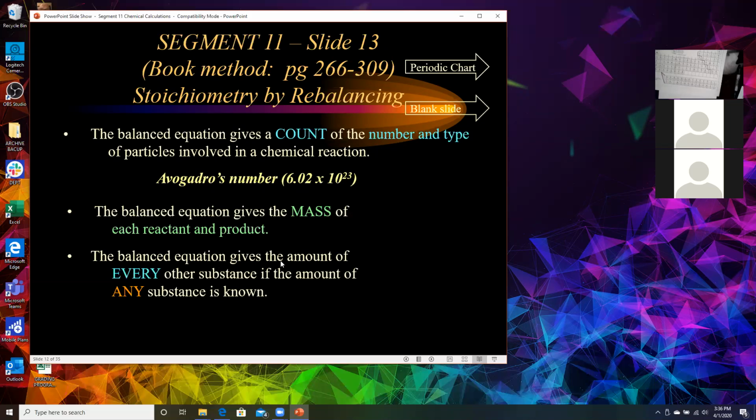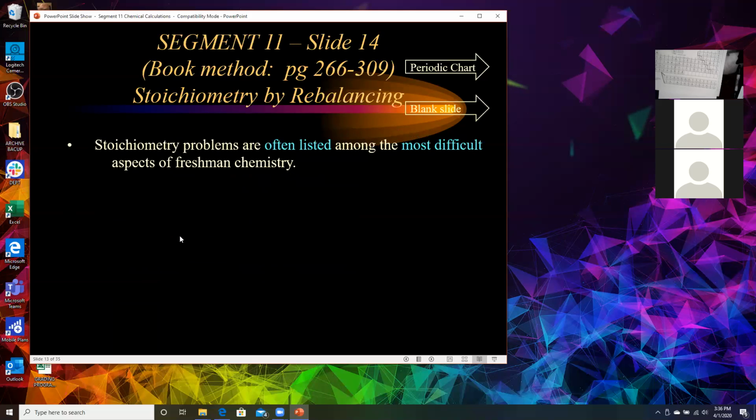When you balance an equation, it gives the amount of every other substance if the amount of one of them is known. For example, when you do a balanced equation, it's got aluminum and bunches of other stuff. If I know there's 2 moles of aluminum on the left, I know there has to be 2 moles of aluminum on the right. And I can probably use that information to balance the equation. So once you know the amount of one substance in a reaction, you know the amount of all the substances in the reaction. That's going to be really, really important.